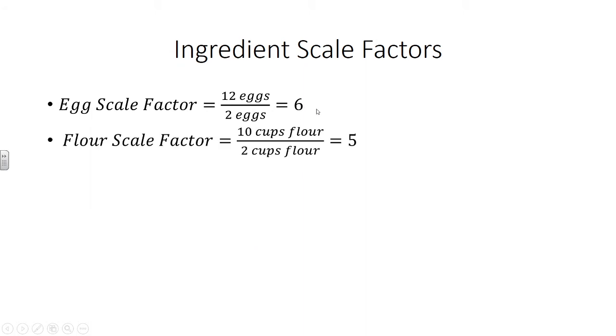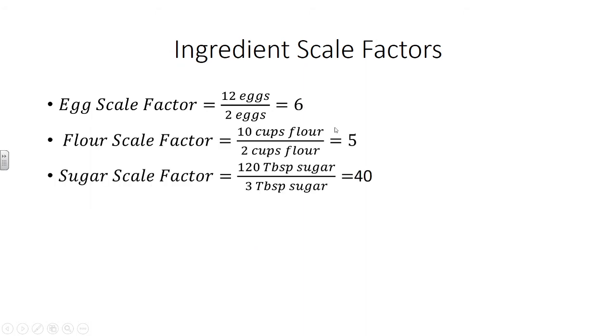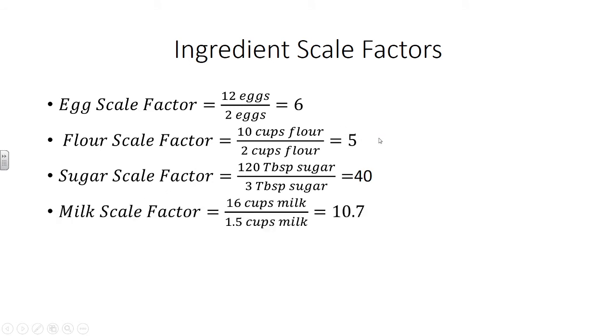We're going to look at the scale factor for each ingredient. The eggs allow me to make a size 6 batch. The flour allows me to make a 5 batch. The sugar allows me to make a 40 batch. Wow, that's pretty impressive there. And the milk is enough for a 10.7 batch. So what we can see is that the flour has the smallest scale factor. It limits us. We are limited to a size 5 batch by the flour.